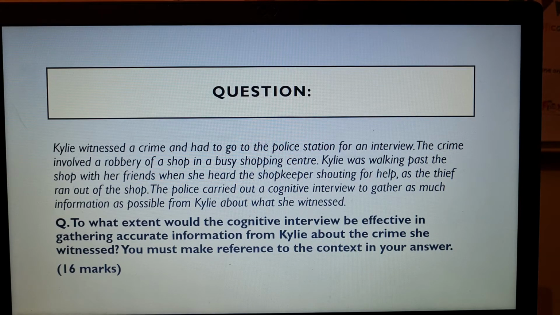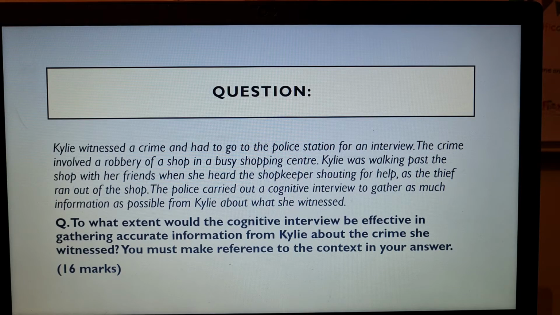The question: to what extent would the cognitive interview be effective in gathering accurate information from Kylie about the crime she witnessed? You must make reference to the context in your answer. 16 marks. Now, for 16, initial thought is 16 marks is a lot, okay? And the question really is asking you, the focus is cognitive interview techniques, okay? And you've also been given a scenario, so you know that there are definitely AO1 and AO2 application points here as well, okay?